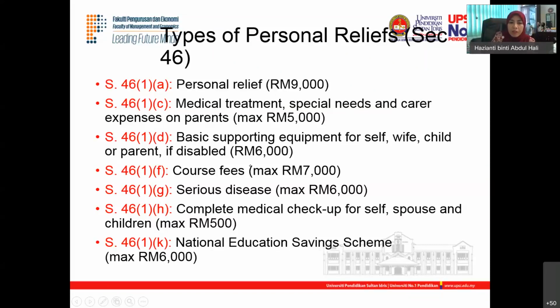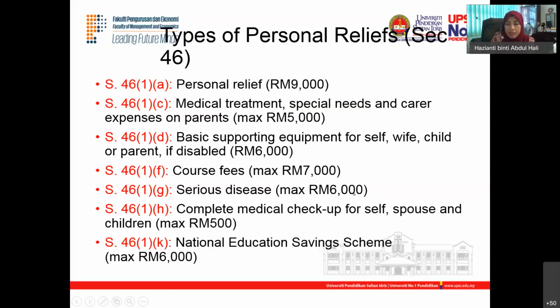Alright, 46.1F, course fee. If you pursue your study using your own money, then you will get exemption ataupun relief of 7,000. This figure is actually for a year. Kita tak ada nak darab-darab apa dah. Because the calculation, once you get your income, kita akan tolak relief based on this one.